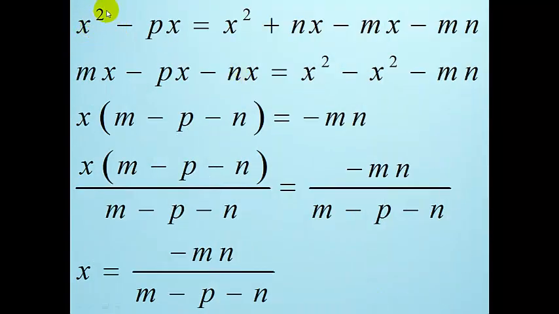So if you have x squared minus px equals x squared plus nx minus mx minus mn, take note that we are making x the subject, so we have to group all the x on the left hand side. Grouping all the x on the left hand side or on the right hand side depends on your choice. Now let's group all the x on the left hand side.